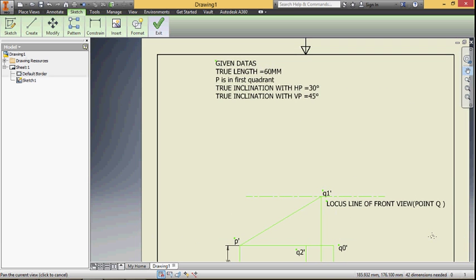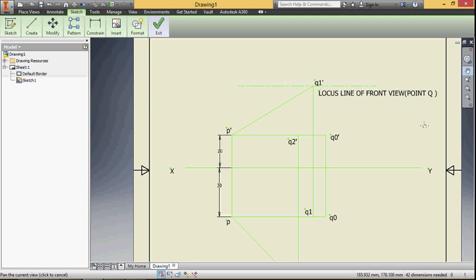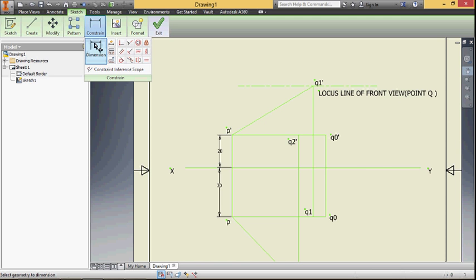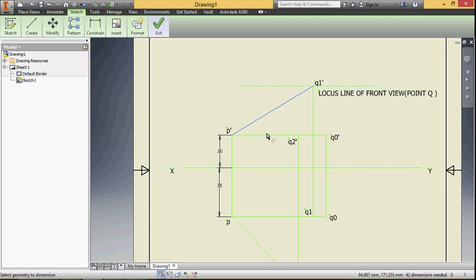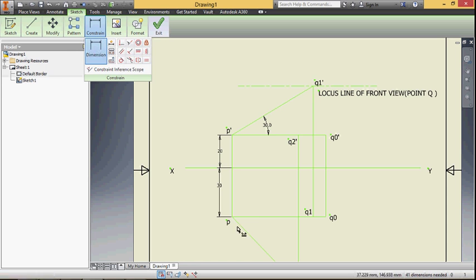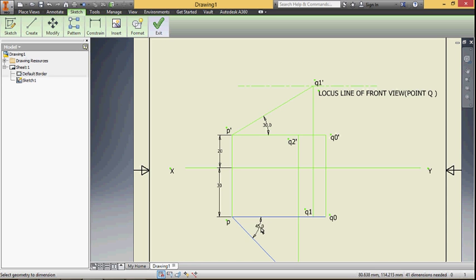The point P is in first quadrant, that is 20 millimeter above HP and 30 millimeter in front of VP. And next is the line. So the line true length makes an angle of 30 degree with HP and 45 degree with VP.